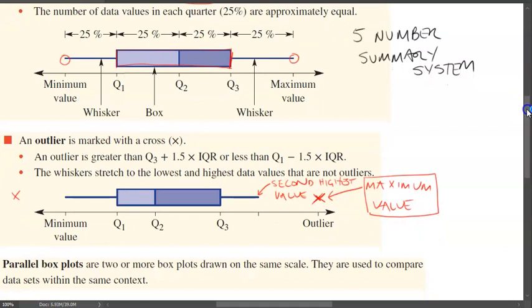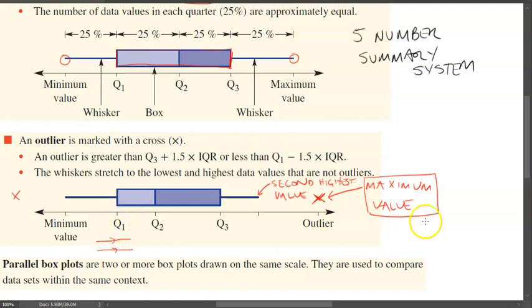And one more key component is the parallel box plots. And parallel just means two lines that keep going on forever. All it means is that there are box plots. There can be more than two. They are drawn on the same scale, and they're used to compare data sets within the same context.